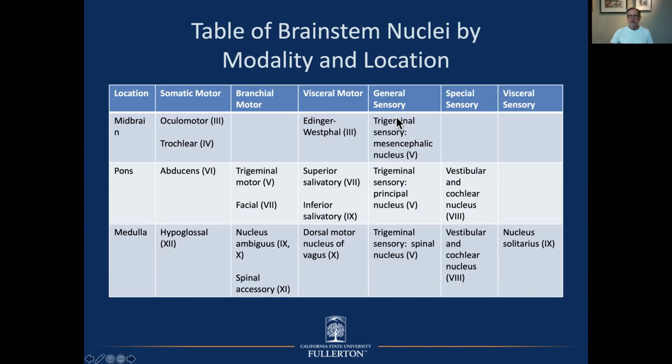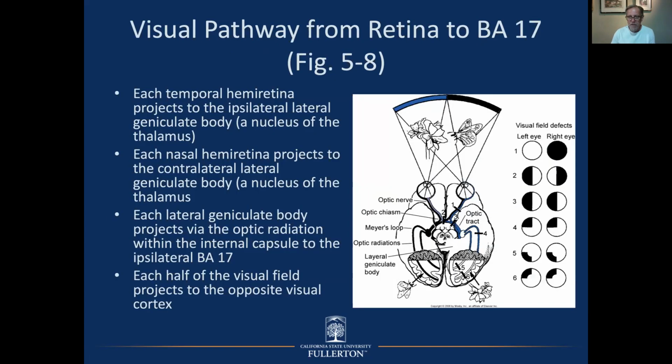Then the general sensory nuclei, we've learned them today. The mesencephalic trigeminal, the main trigeminal sensory nucleus, and the spinal nucleus. They're all general sensory. What's general sensory? Fine touch, proprioception, pain, temperature, kinesthesia. And then special sensory, these are hearing and balance. And then nucleus solitarius for visceral sensory, sensation inside basically the gut, and your pharynx is part of the gut. Okay. All right, going to the next one.